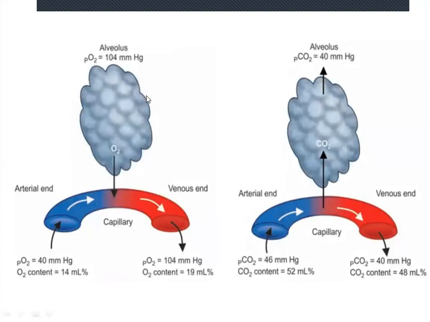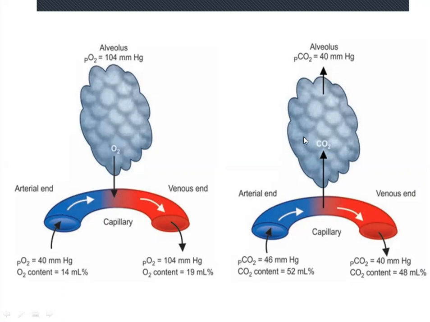Then we will see the oxygen and the carbon dioxide exchanges in the alveoli, right? First, in the arterial end, that means the pulmonary artery, right? The partial pressure of oxygen is 40 millimeter mercury. So in the alveoli there is 104 millimeter mercury. So what will happen? The oxygen diffuses from the alveoli to the blood, right?